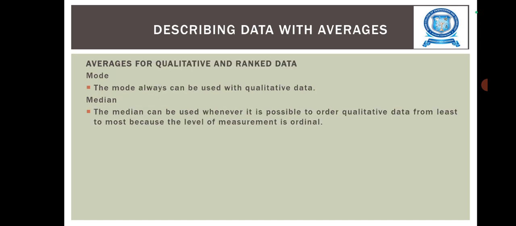Next one is averages for qualitative and ranked data. Mode: the mode can always be used with qualitative data. Median: the median can be used whenever it is possible to order qualitative data from the least to most, because the level of measurement is ordinal.